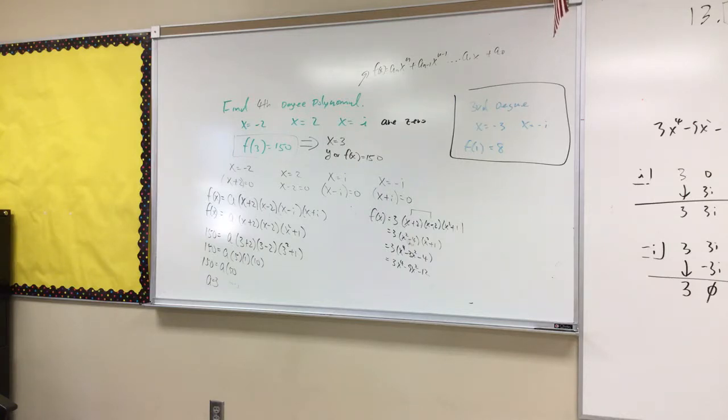Should this be three? Negative three. I know I can do that, I thought that was one, because I'm trying to look at the problem before. Oh, yeah. x equal to negative 3, x equal to negative i, and f(1) is equal to 8.